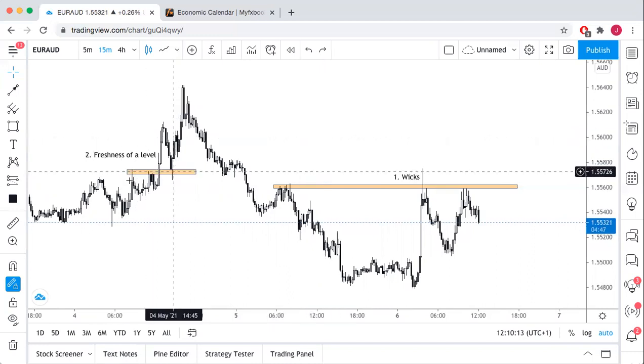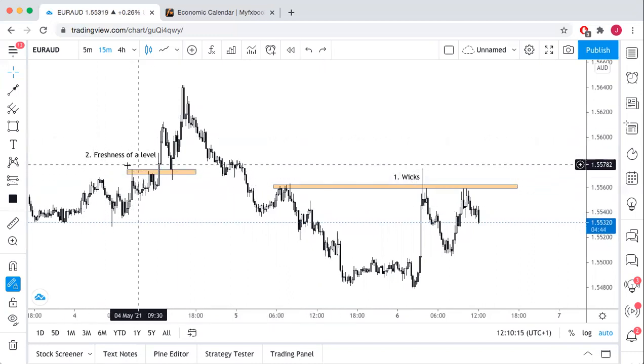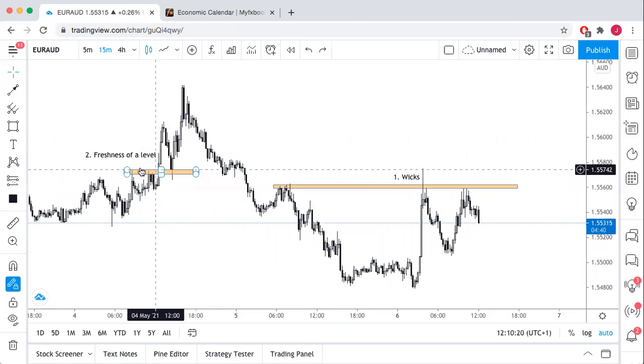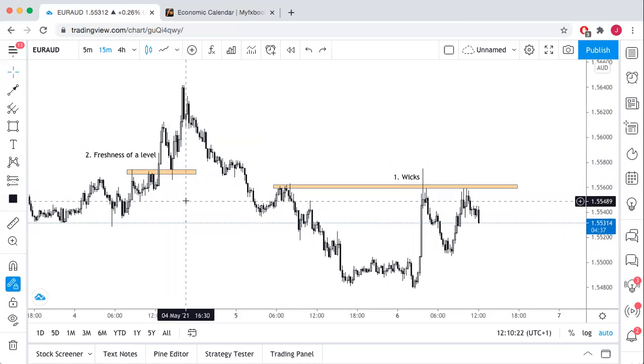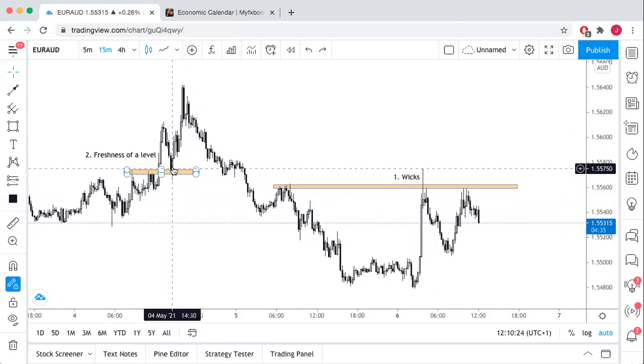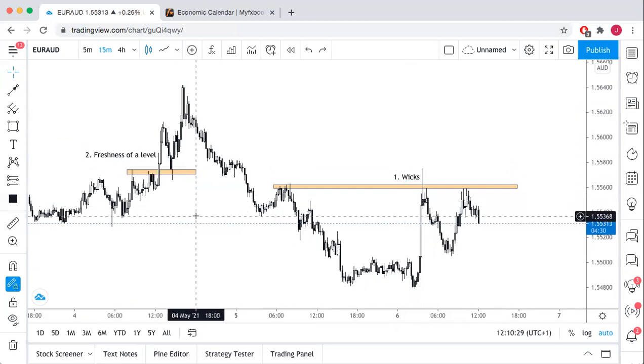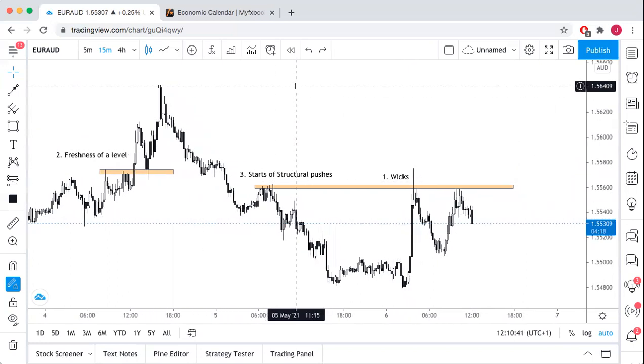For example, as you see here, price was moving up. We formed these 2 highs, which you can see. Then price broke. This then becomes a freshly broken level, and then it retests nicely. You can see a really clean retest with a wick, as we talked about with number 1, and then a push up. So the freshness of a level is really important when looking for the strength of a level. Now, the third and final one is starts of structural pushes. This is a little more advanced, but it's very, very, very useful if you can get it into your arsenal and into your ideas.